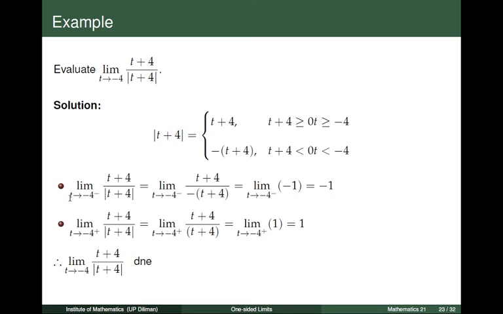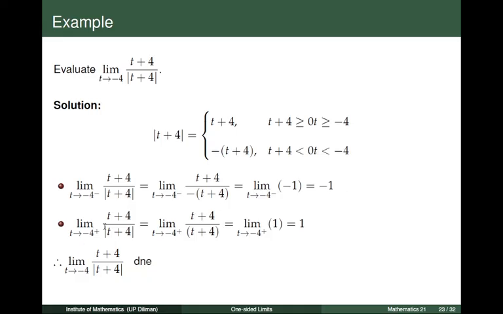So let us first compute the limit of the expression as t tends to negative 4 from the left side. That means that t is less than negative 4. Since t is less than negative 4, the expression absolute value of t plus 4 in the denominator will become negative of t plus 4. And we just write the numerator as is, and so we will have t plus 4 divided by the negative of t plus 4. And so performing the division, we see that we will get negative 1, and negative 1 being a constant, the limit of it is equal to negative 1.